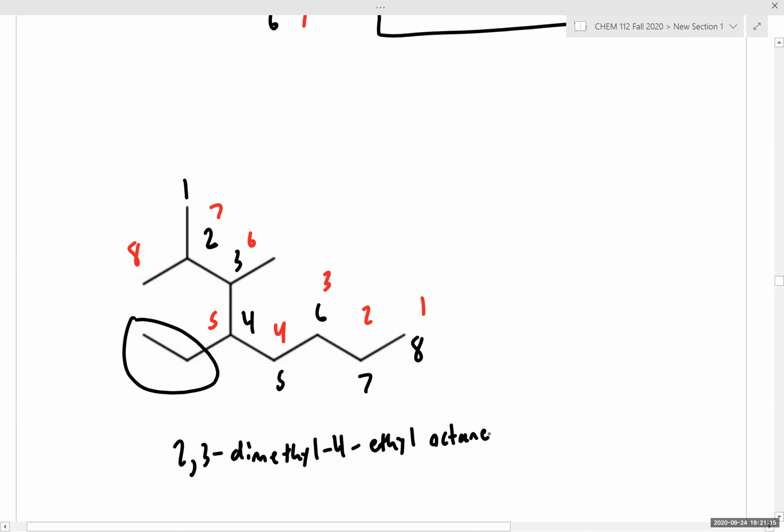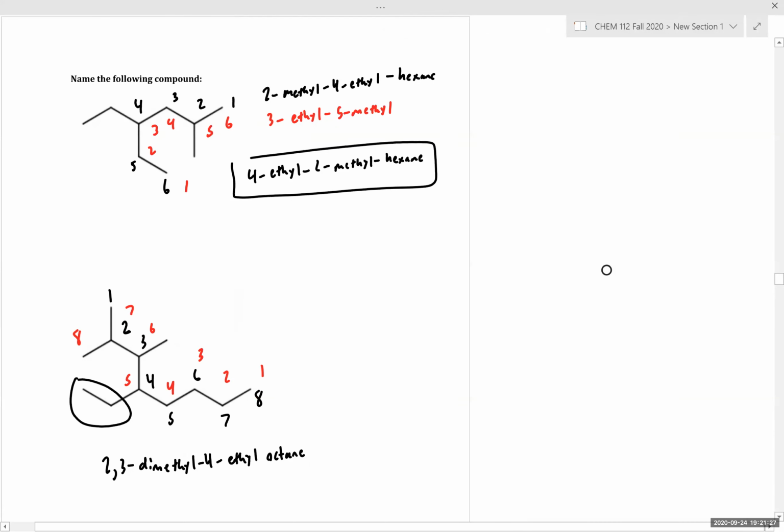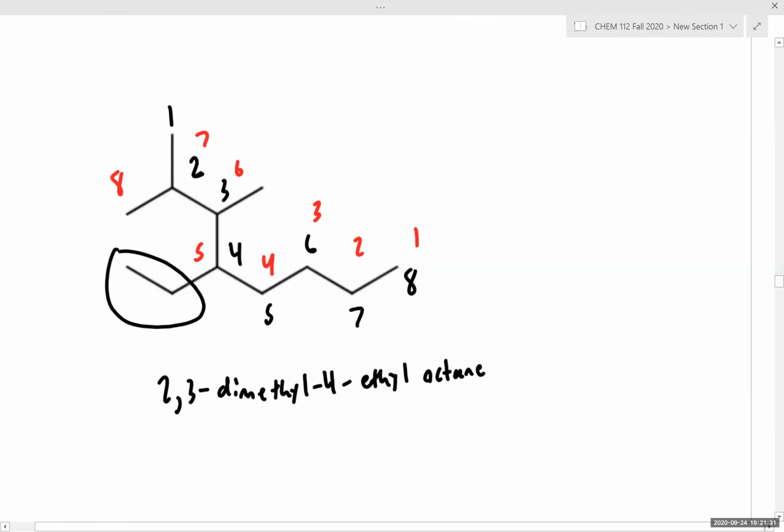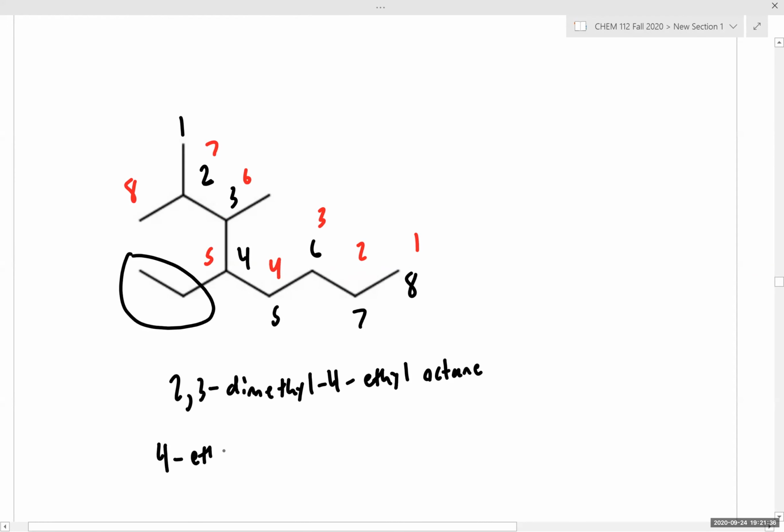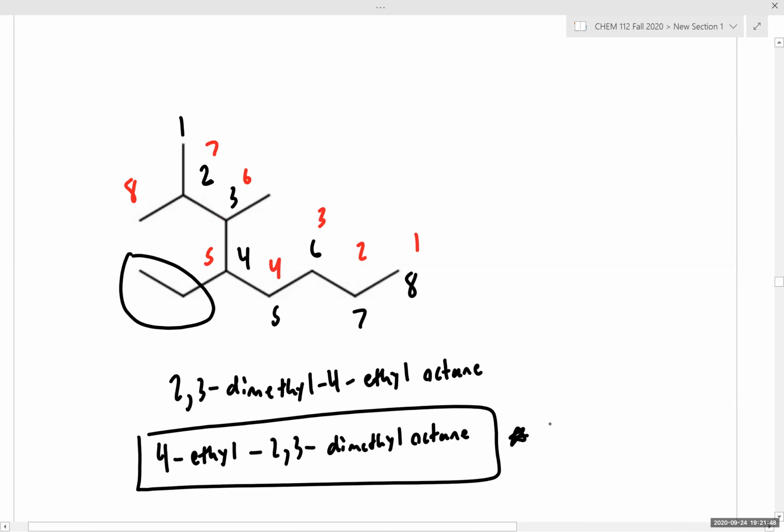So just be really careful with counting the carbons in your side chain, but the response I saw in the chat in terms of locant numbers and main chain numbers and alphabetical order was perfect. But because it's an ethyl chain, we have to change our alphabetical order slightly. So this would be 4-ethyl-2,3-dimethyloctane. Does this make sense to everyone? Perfect. Just be really careful with your locant numbering and naming of your side chains because it affects the alphabetical order of your side chains in the final name.